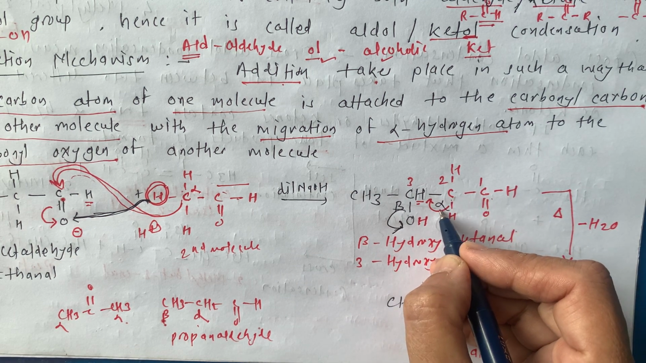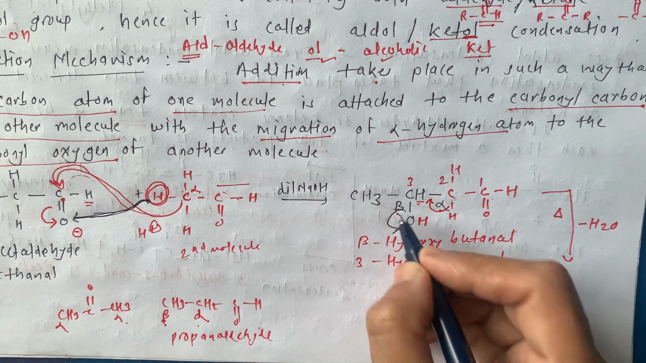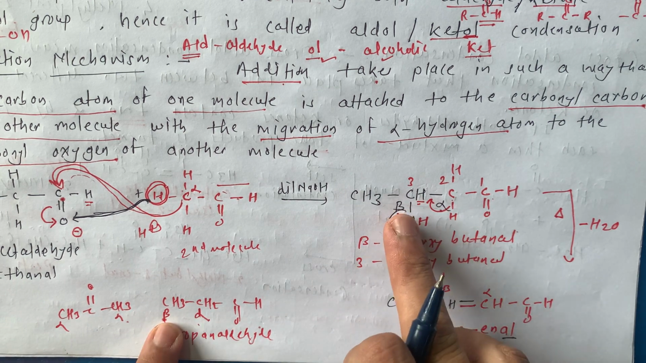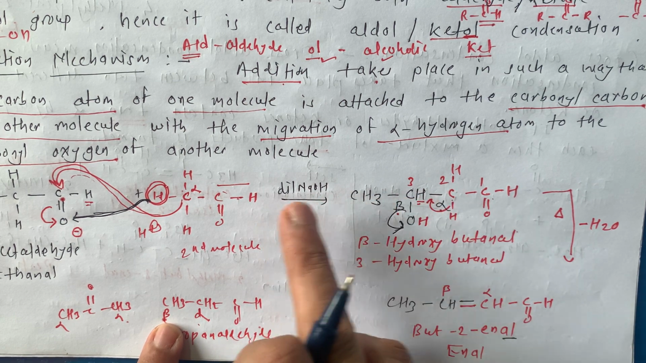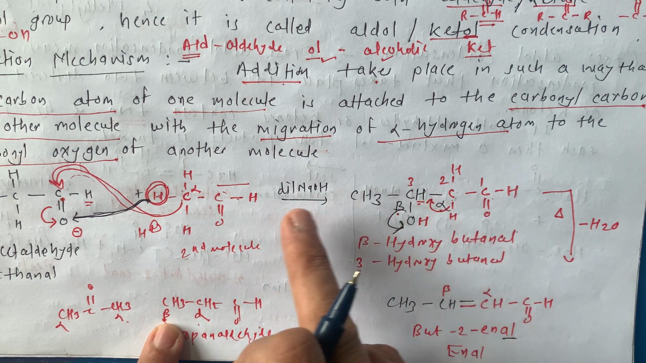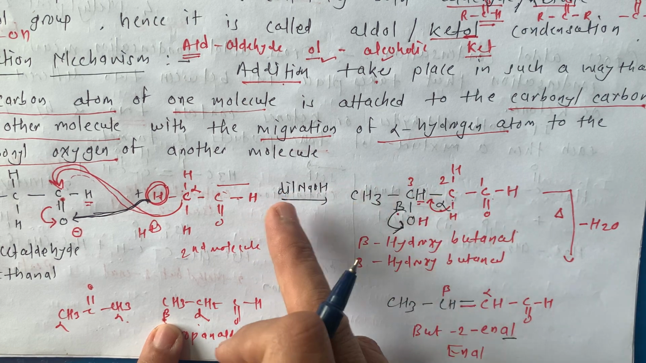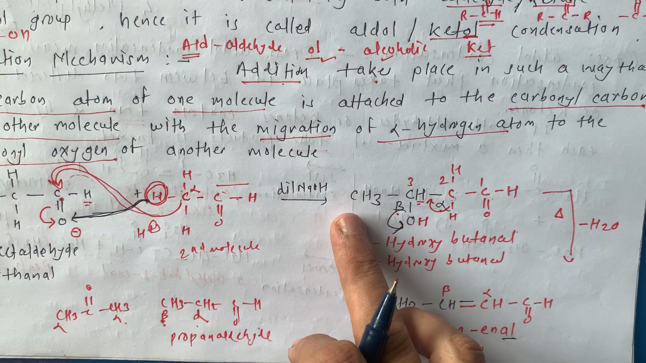This carbon is known as alpha. Next to that, this carbon is beta, while this carbon is gamma: alpha, beta, gamma. Like this, whatever the series or whatever the chain, the carbons are named accordingly.